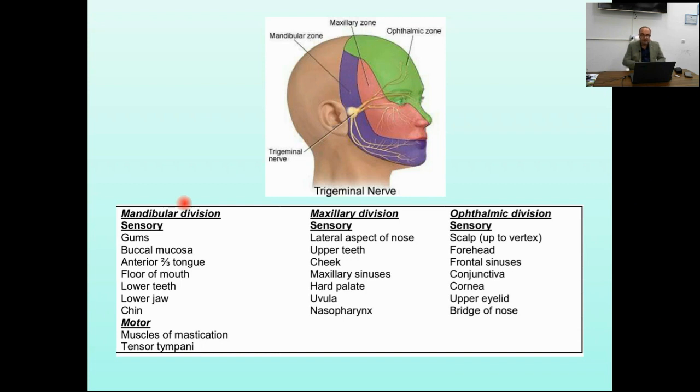The ophthalmic division of the trigeminal nerve supplies the scalp up to the vertex. It's obvious in this figure. Forehead, frontal sinuses, conjunctiva, cornea, upper eyelid, and the bridge of the nose.